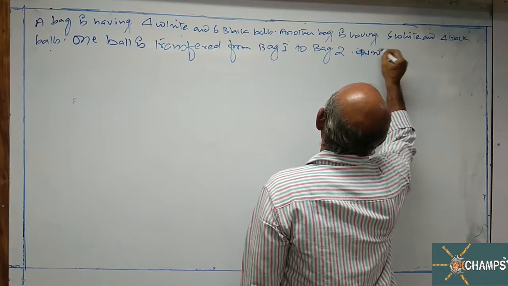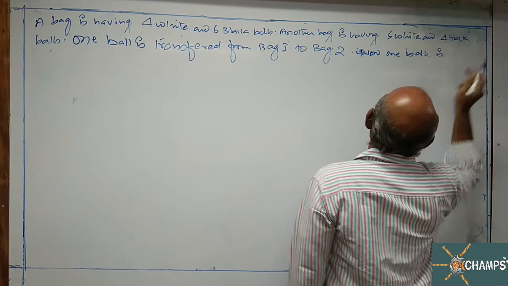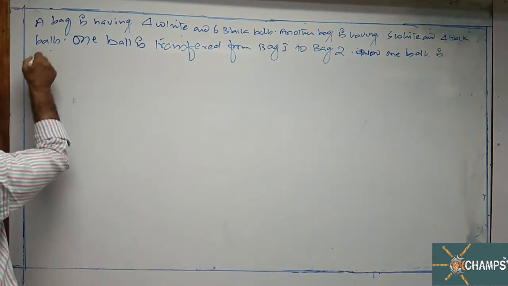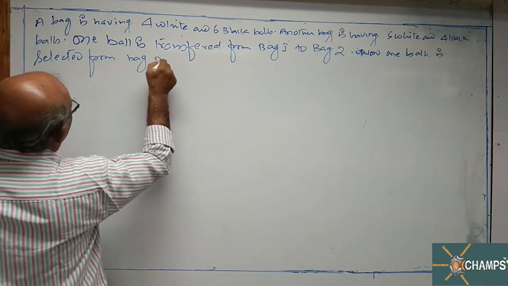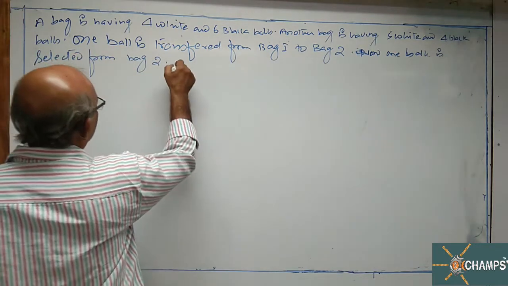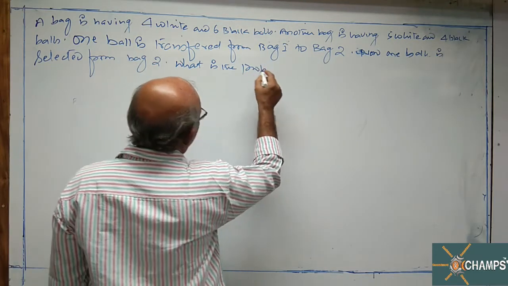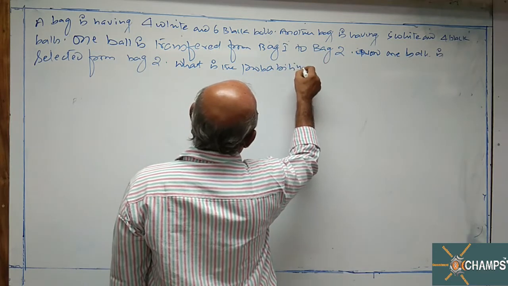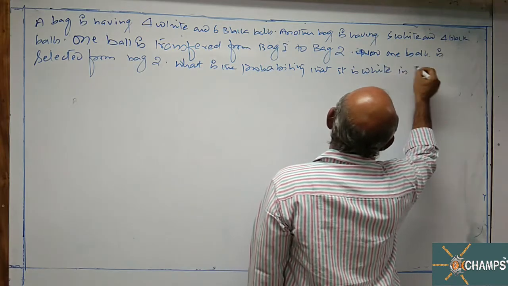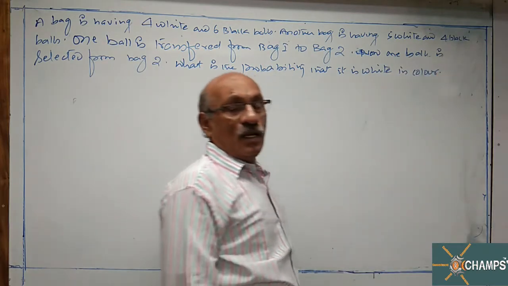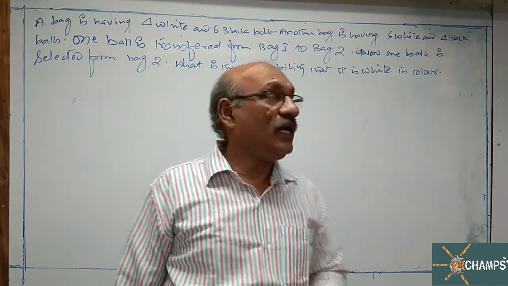Now, one ball is selected from bag 2. What is the probability that it is white in color? The ball which is selected from the second bag is white in color. That is what is required in this case.